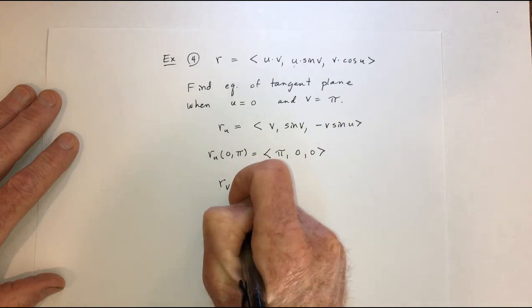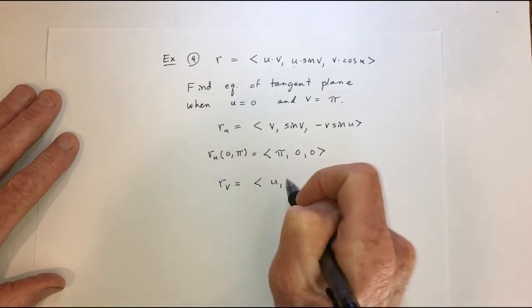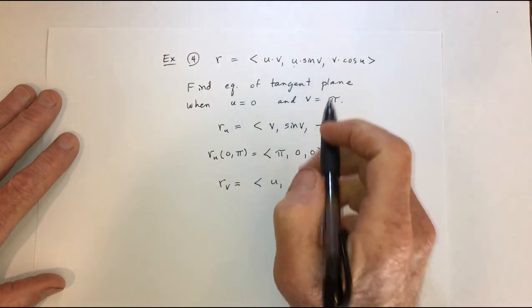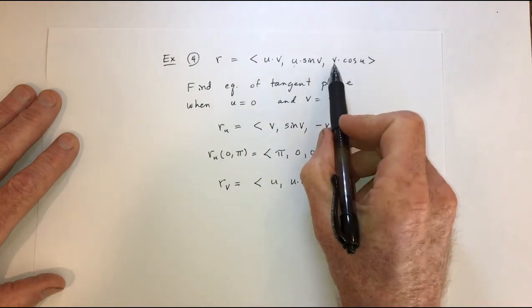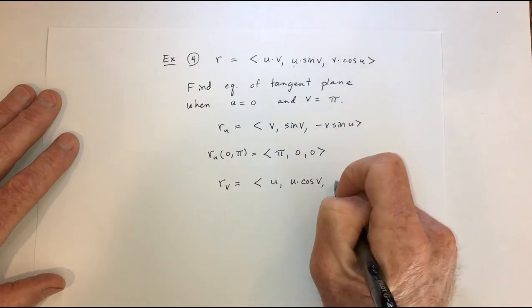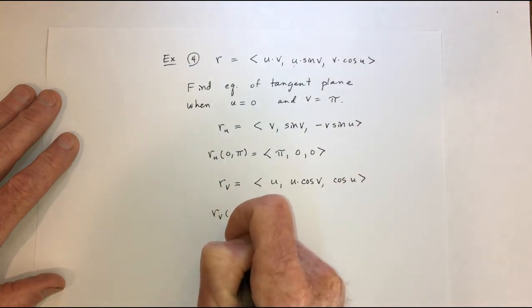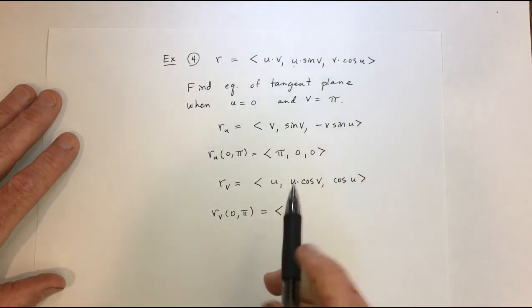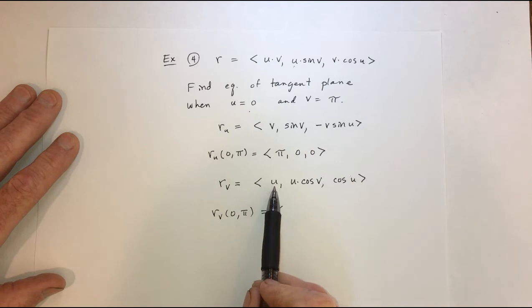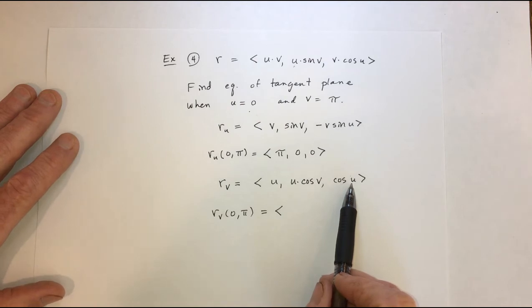Now take the derivative with respect to v. So this would be 1 times u. The derivative of sine is cosine, so the u will stay there, and then it's going to be cosine of v. And then over here, the derivative of v is 1, so it's going to be 1 times cosine of u. And then substitute the 0 and pi. So u is equal to 0, which means that's 0, and this would be 0 times something, so that's 0, and this would be cosine of 0, which is 1.